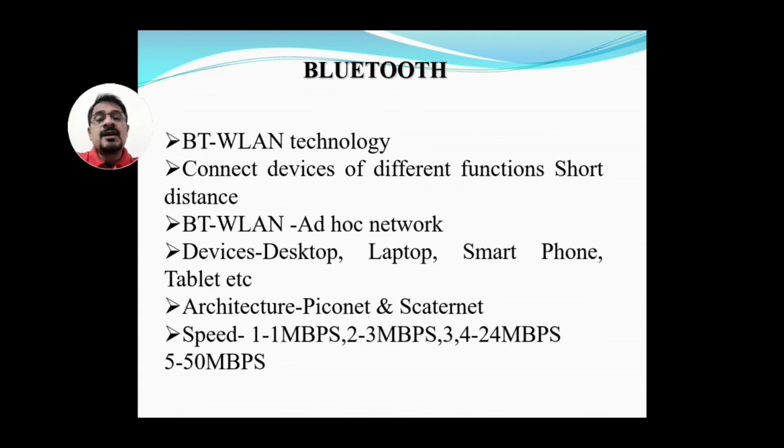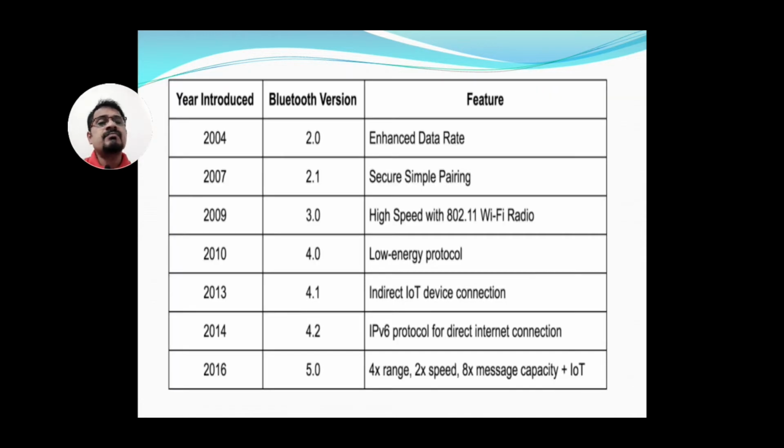But nowadays, from 4th generation mobiles onwards, we are using Bluetooth version 4 and above. Even if you keep Bluetooth connected continuously, it consumes very little energy. Bluetooth version 5 has a data rate of 50 Mbps. In this diagram you can see the years in which each version was introduced, and the major features of each version.